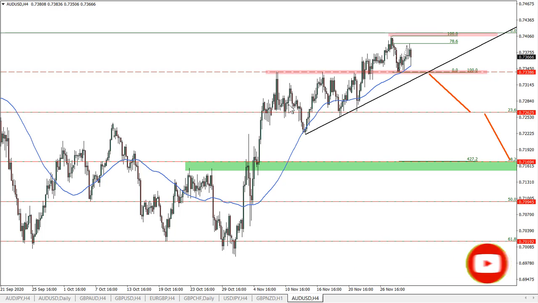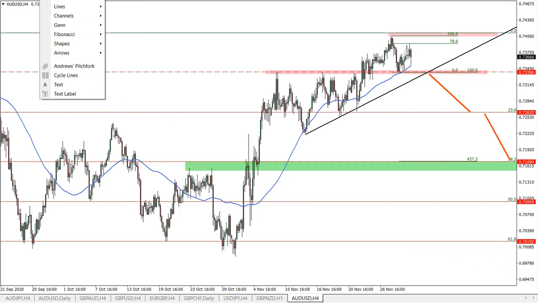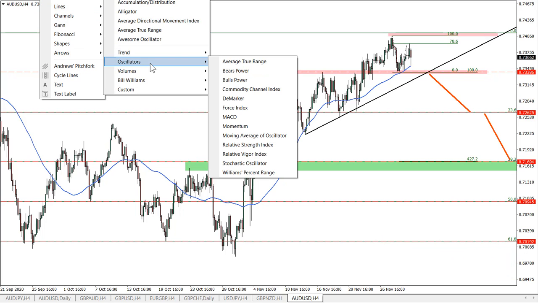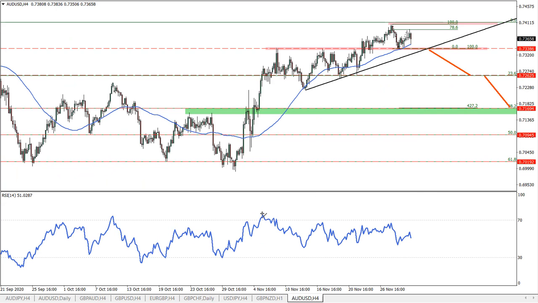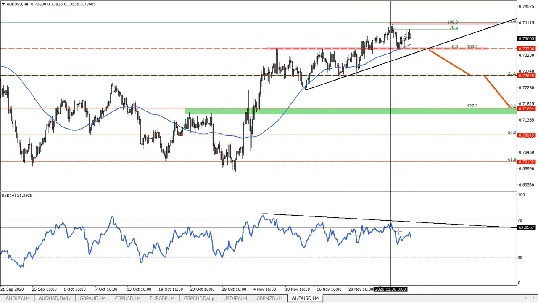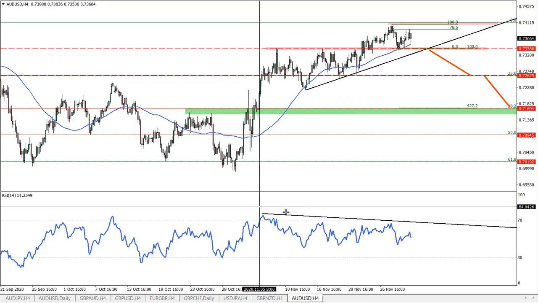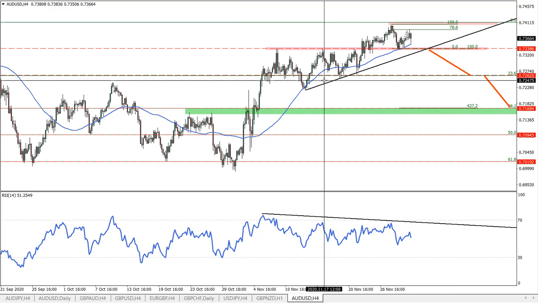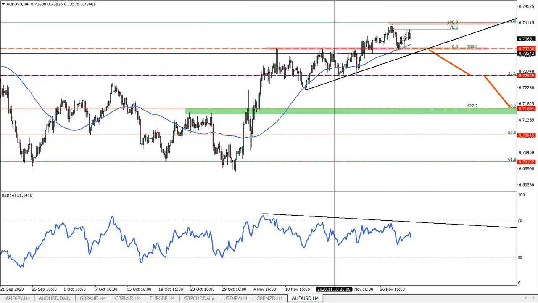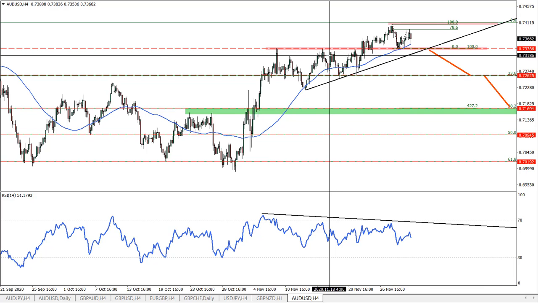So let me just add one more indicator, which will be the oscillator, and that will be the relative strength index. Straight away, what we can see is that RSI is forming a bearish divergence. While price is going up, the RSI is going down. So this is the first sign that the trend could be reversing to the downside.